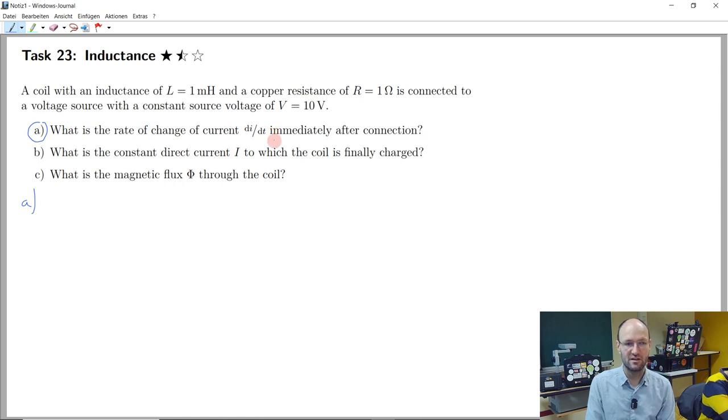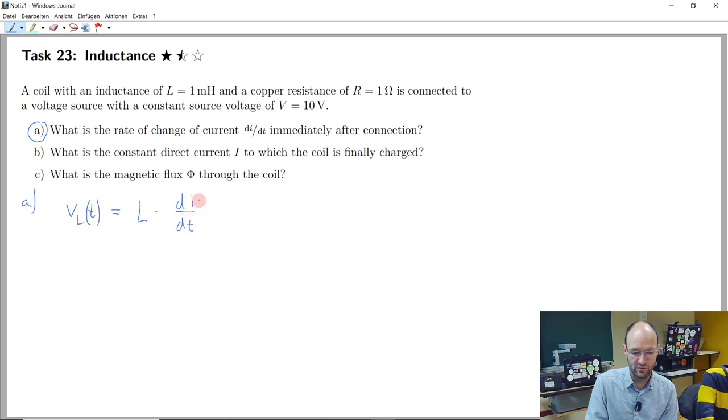And so do you have any ideas how we could try to calculate this rate of change of the current in the circuit? There's an idea. We've got the formula VL equals L times the rate of change. Yeah, so we have this law of induction that tells us if we take a look at the voltage at the inductor, it's the inductance multiplied with this rate of change of the current, so time derivative of the current, and the current, of course, is also some time function.